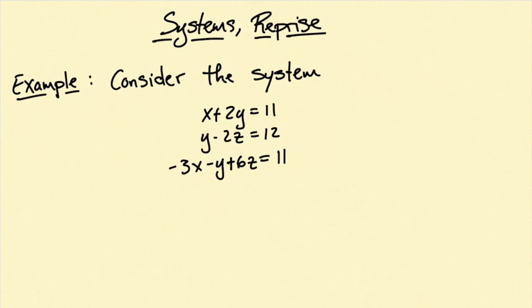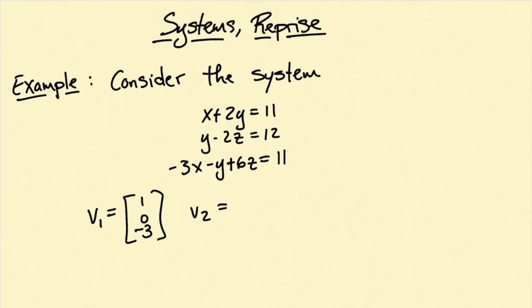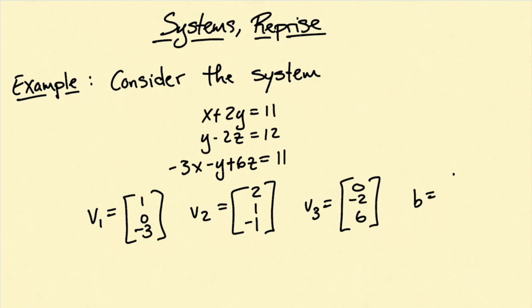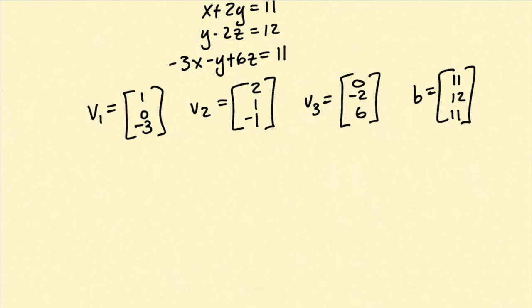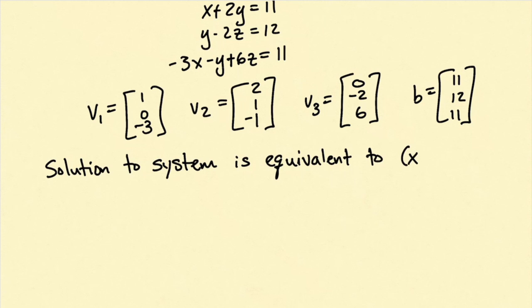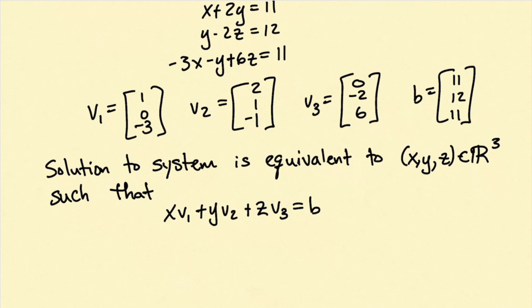If we represent each column of coefficients and the augmentation as vectors, then we have v1 is (1, 0, 3), v2 is (2, 1, -1), v3 is (0, -2, 6), and the augmentation b is (11, 12, 1). We know that finding a solution to this system is equivalent to finding an ordered triple x, y, and z such that x v1 plus y v2 plus z v3 is equal to b.